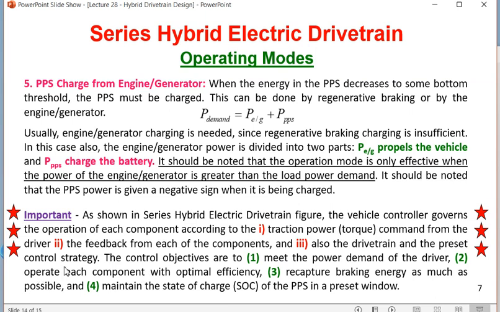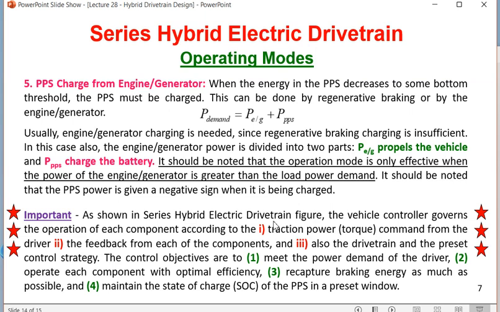So there are two control strategies I told you: one is PPS control and the other is thermostat control. In each control, the strategy is different. So these are the three things. As shown in the series hybrid electric drivetrain, the vehicle controller governs the operation of each component according to number one, traction power demand; number two, feedback from each of the components, that is different sensor inputs; third, the drivetrain and the preset control strategy. So these three are the things which decide the series hybrid electric drivetrain performance.